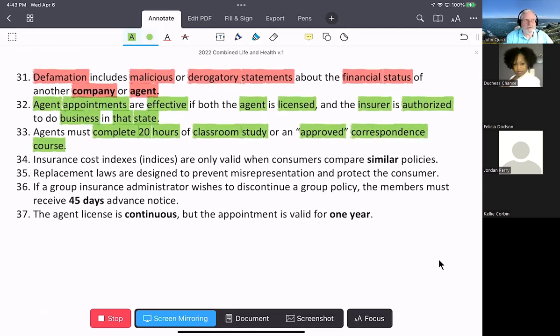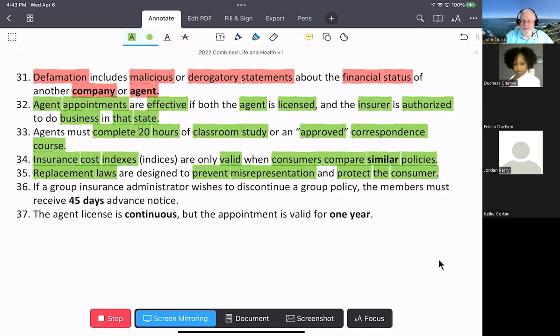Now we have the interest adjusted net cost index, how you compare insurance policies. So you may see this insurance cost indexes or indices are only valid when consumers compare similar policies. You have to compare similar policies. Again, replacement laws are designed to do what? Protect the public, prevent misrepresentation, protect the consumer. Don't be surprised if you see this 3 or 4 times on your test.